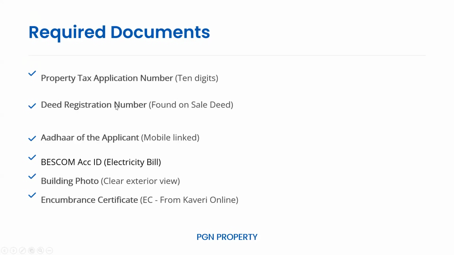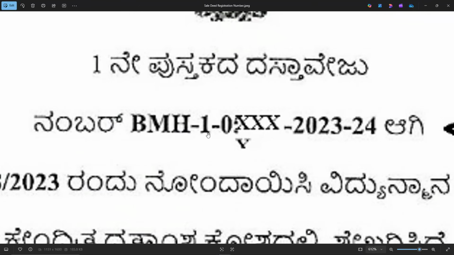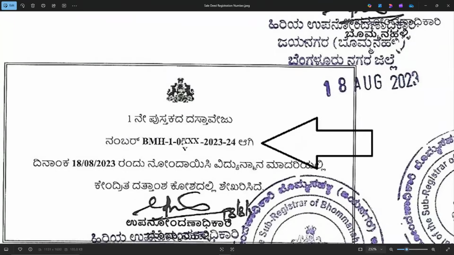Next, we need the deed registration number. We can find the registration number in our sale deed. Let me show you that. This is our registration number. BMH means the name of the sub-registrar office, followed by one, which is a book number, followed by the document number and the year of registration. Usually this data is printed at the back side of your registered sale deed.